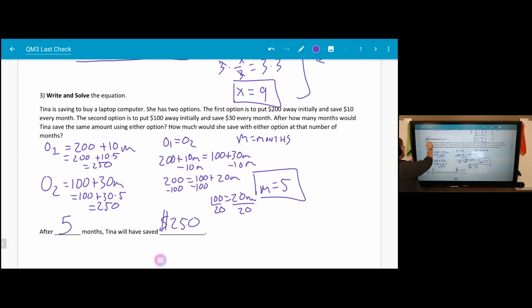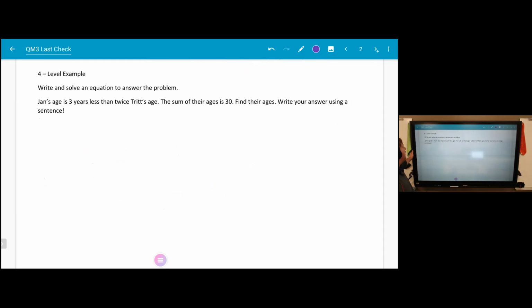Okay, writing and solving the equation. You need to write and solve using algebra. Don't just list the things out. Write and solve using your algebra knowledge. Okay, let's look at the 4 level. Jan's age is 3 years less than twice Trit's age. The sum of their ages is 30. Twice, so we've got 2 times something. Find their ages, and write your answer using a sentence.